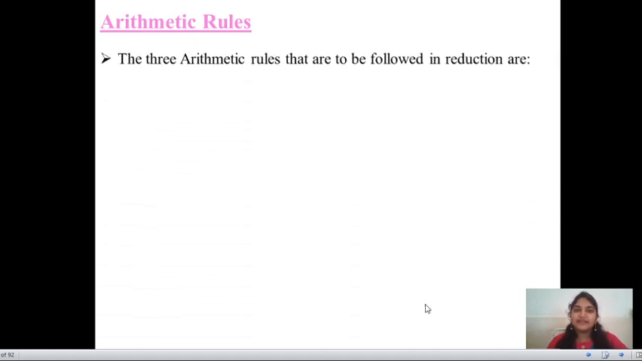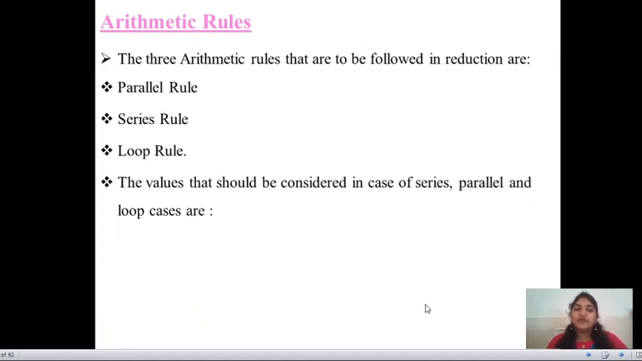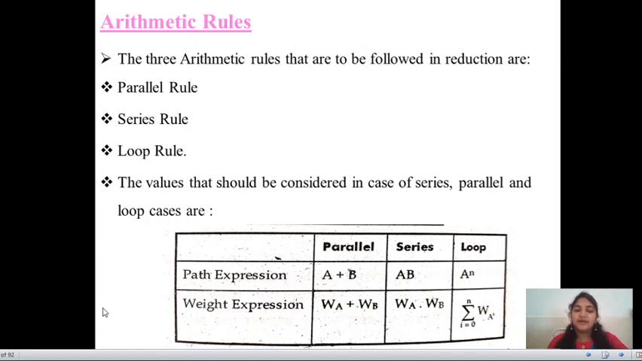So what are the arithmetic rules? There are 3 arithmetic rules to be followed in reduction: parallel rule, series rule, and loop rule. These are the 3 common rules in every application, but the weights and some of the variables can change, so the rules differ for every application. The values that should be considered in case of series, parallel and loop cases are these. In the maximum path count arithmetic, for path expressions, the parallel rule is a plus b, the series rule is ab, and the loop rule is a power n. This is the path expression for maximum path count. And then the weight expression, so we are calculating the weight.